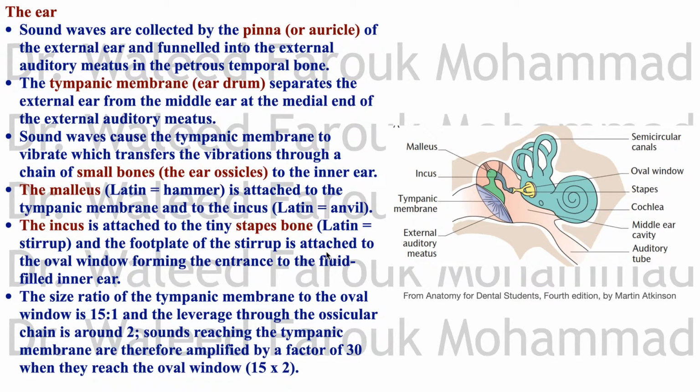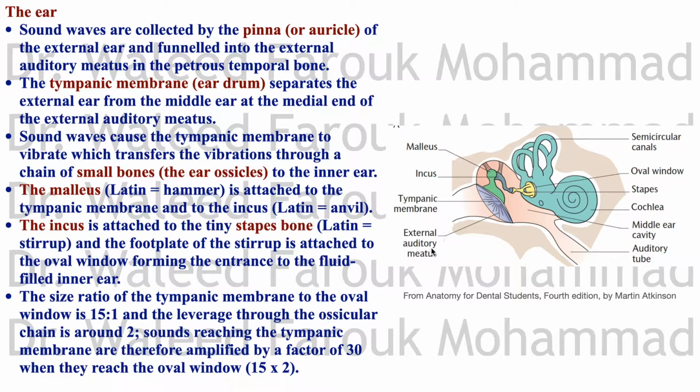Sound waves cause the tympanic membrane to vibrate, of course, and the vibrations are transmitted through the ear ossicles to the inner ear. The ear ossicles are the malleus, the incus, and the stapes. The malleus is the one attached to the tympanic membrane. The incus is attached to the stapes, as you can see here. And by the way, these are synovial joints between the ear ossicles.